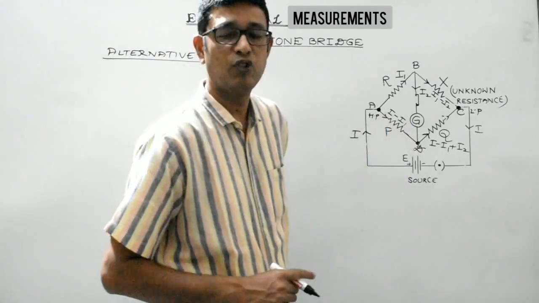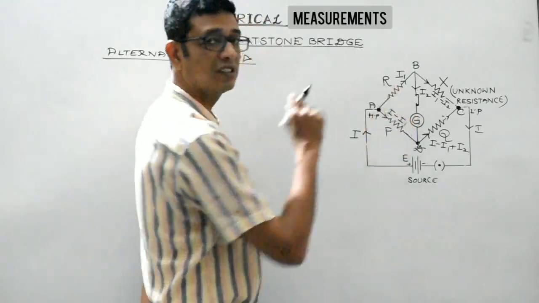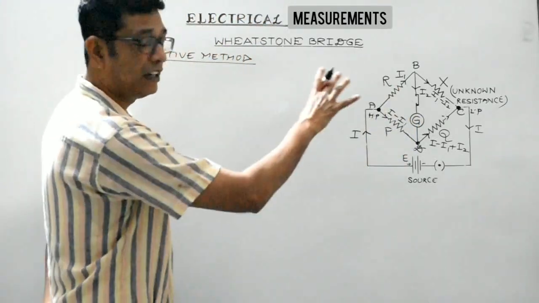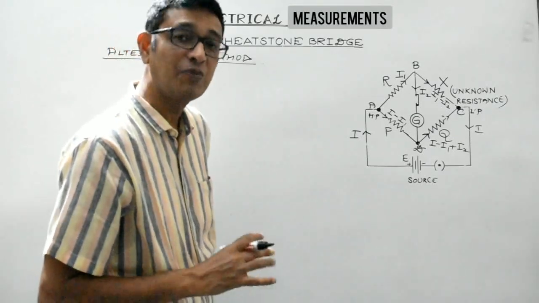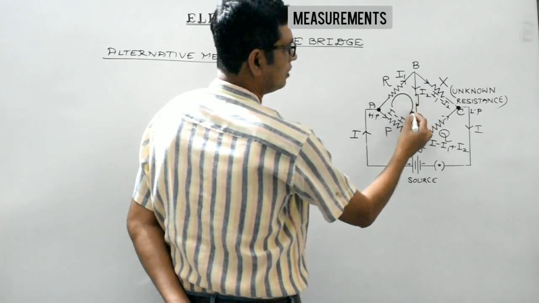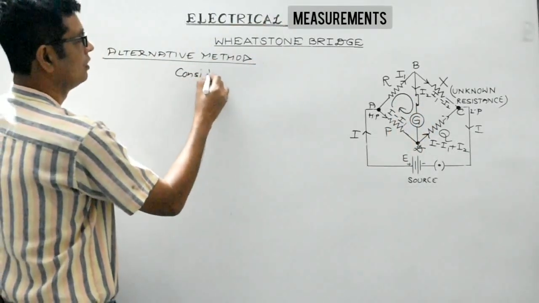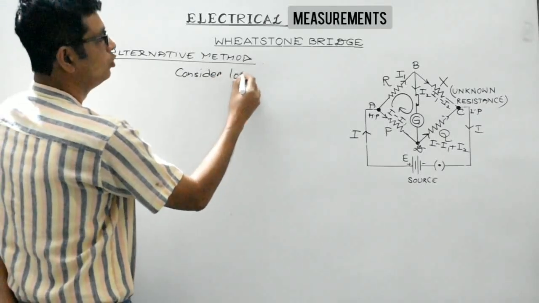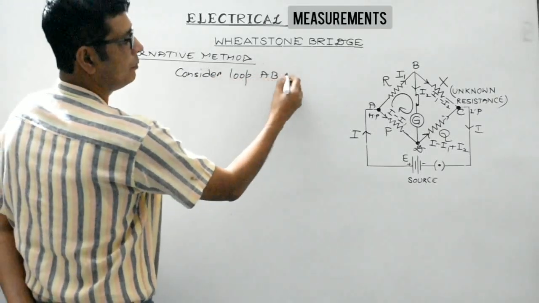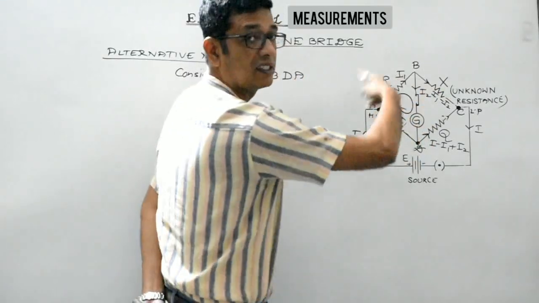Suppose this galvanometer G offers resistance capital G. So we have made use of the junction rule. Now let's make use of the loop rule. So consider this loop ABDA. We are considering the loop in the clockwise direction.